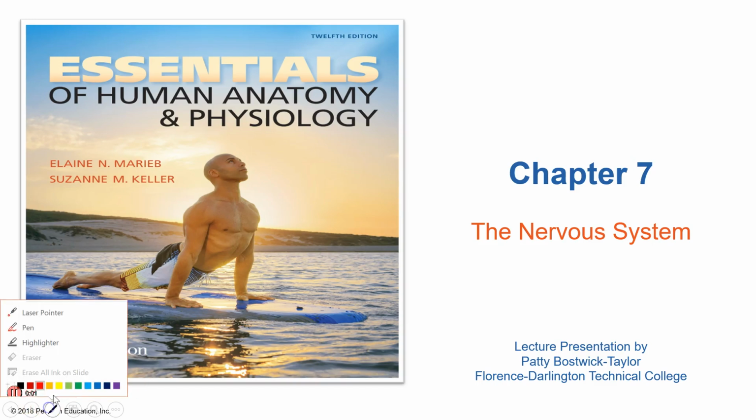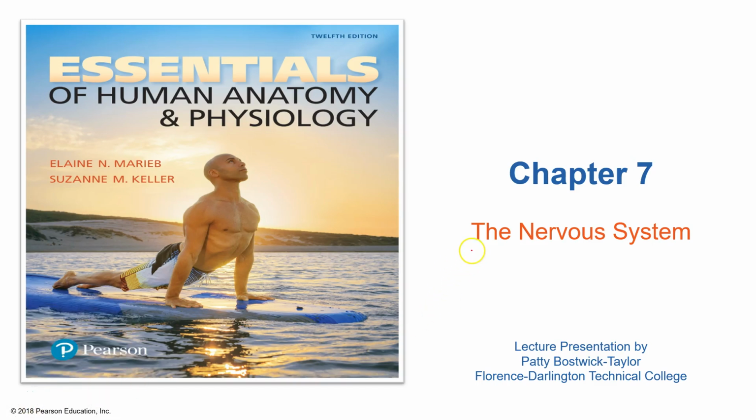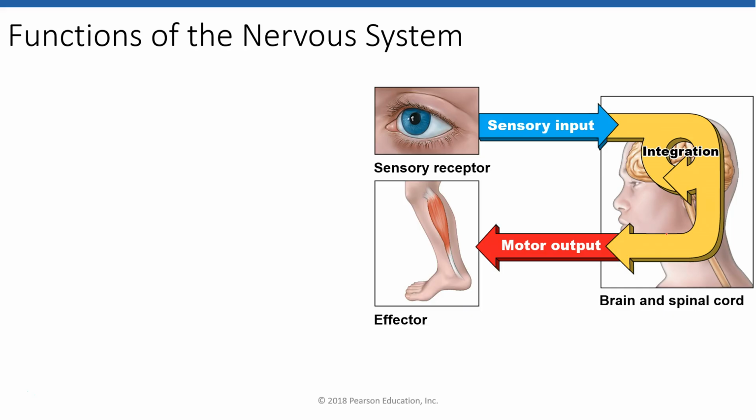What's happening, guys? Arouge here, and today we're talking about Chapter 7, the nervous system. So today's going to be just a brief rundown of how the nervous system is organized, and then in the next video we're going to go over the different cell types that we find in the nervous system.